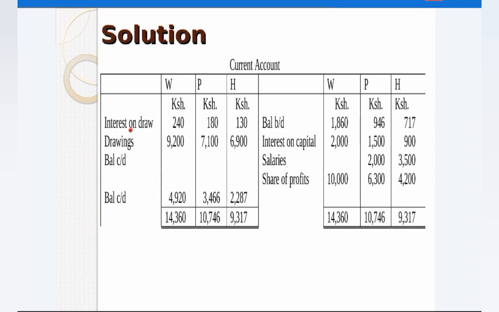When you balance off this account, you will get a balance brought down, which should be down here for all the partners: 4,920, 3,634, and 2,287 for W, P, and H respectively. These are the ones that we will now transfer to the balance sheet.